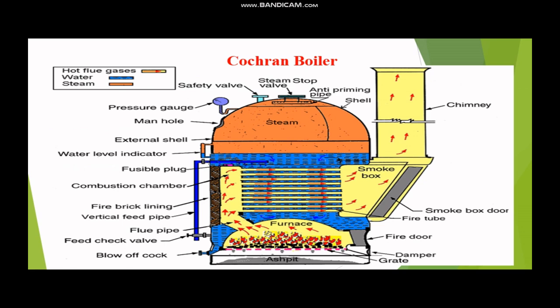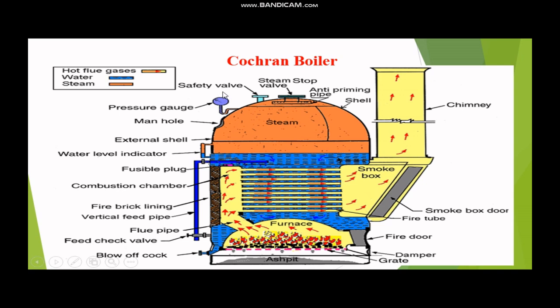We can see that hot flue gases flow through these tubes and water surrounds them. So that is called a fire tube boiler. This is the Cochran boiler. How does it work? First we see the parts. This is the grate, then the smoke box.